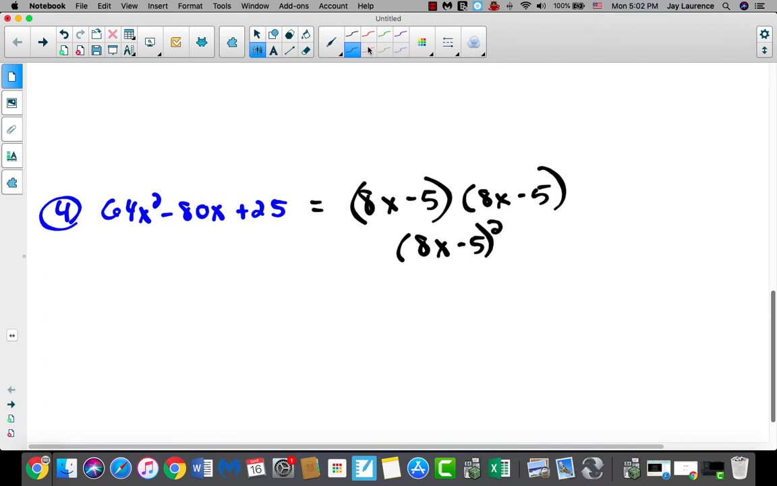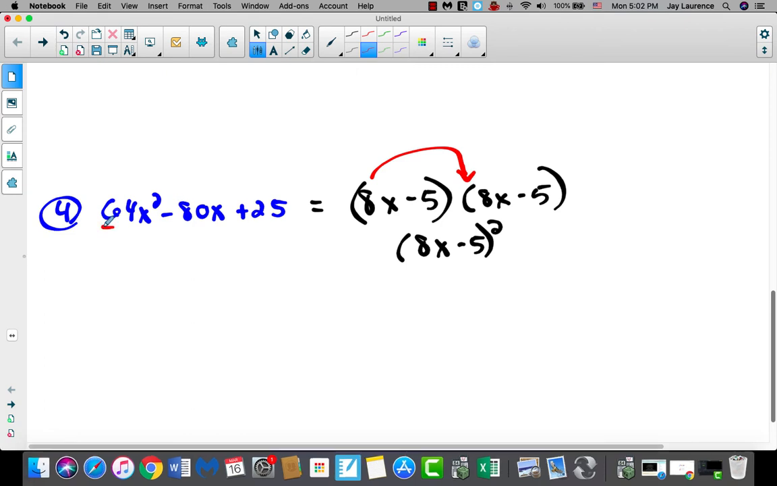Now you can always check your answer. If I double distribute, I'm going to get 64x squared. Well, hot dog, I like that. I'm going to get a minus 40x. And then when I do this one, I'm going to get a minus 40x, right? And then when I do these two, I'm going to get a positive 25. And negative 40x makes negative 80x. Yeah, I did it correct. That was easy.